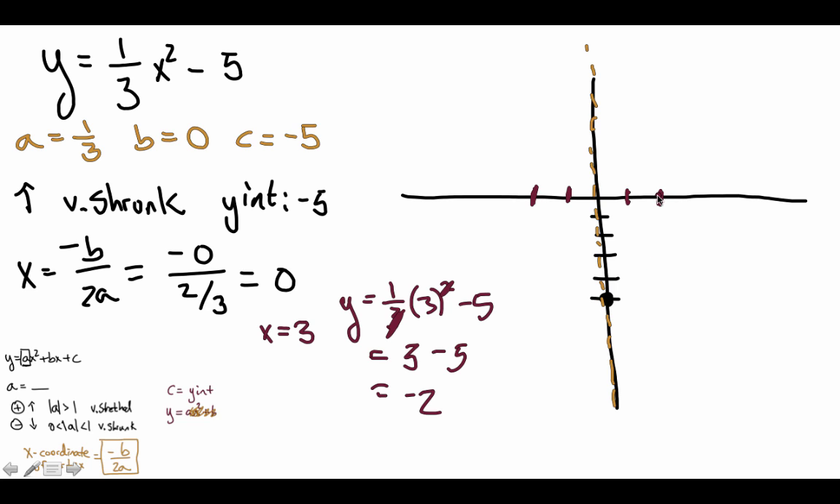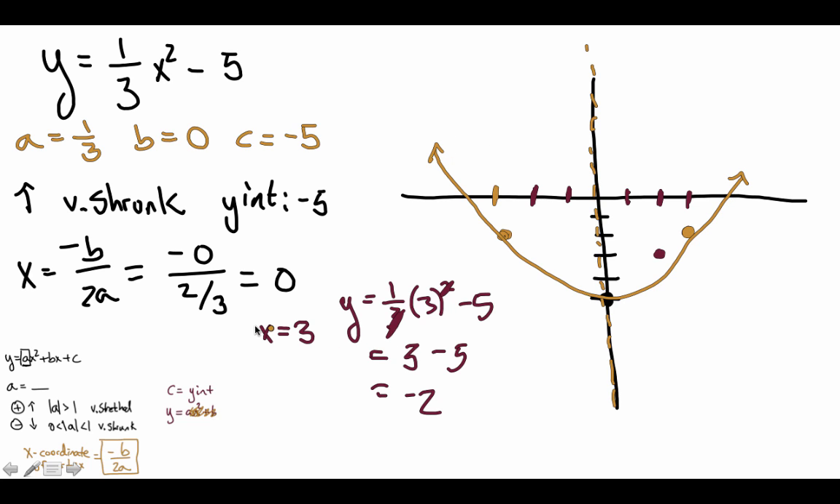And I can go over 3 and down 2. Oh, that's the wrong value. Over 3 and down 2. Sorry, that's right here. Let's use a different color. That point is on the parabola. Back 3 and down 2 is also on the parabola. We know that because of symmetry. And now I'm done. I can just connect those 3 dots with my nice wide parabola.